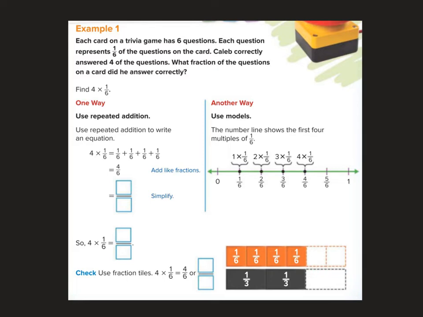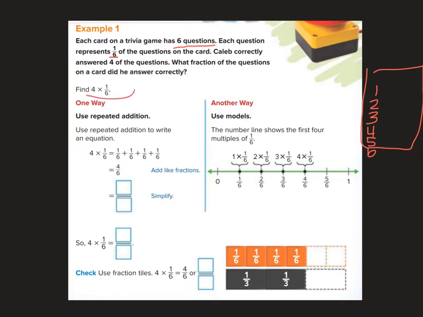Here's our first example. Each card on a trivia game has 6 questions. Each question represents 1/6 of the questions on the card. Makes sense, right? So if I have 6 questions on my card, each one is going to be 1 out of 6, 1 out of 6, and so on, right? Caleb correctly answered 4 of the questions. What fraction of the questions on the card did he answer correctly?